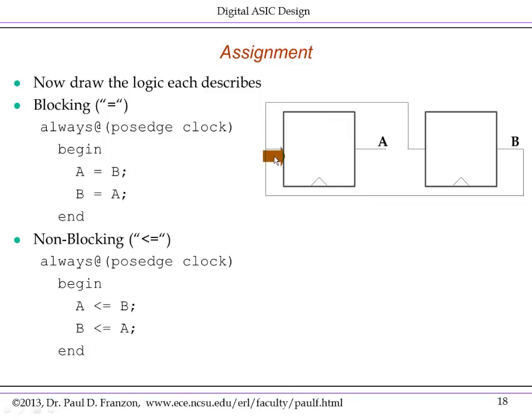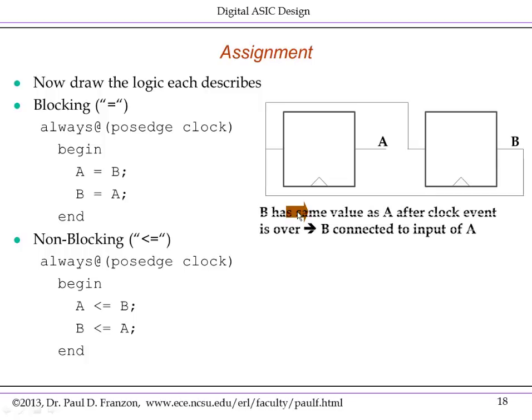Where is that value in the actual schematic? Well, it's at the D input of A. So the input of B has to be connected to the input of A, which of course is being driven from somewhere else in the design. Let's look at the schematic for the non-blocking assignment.